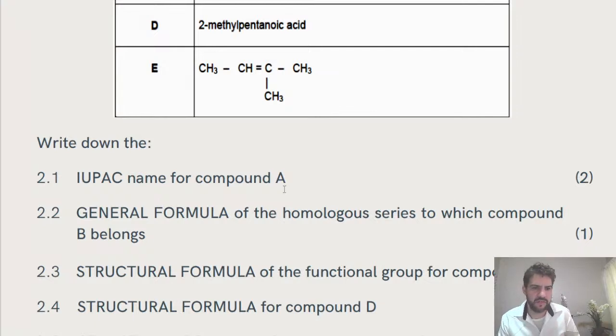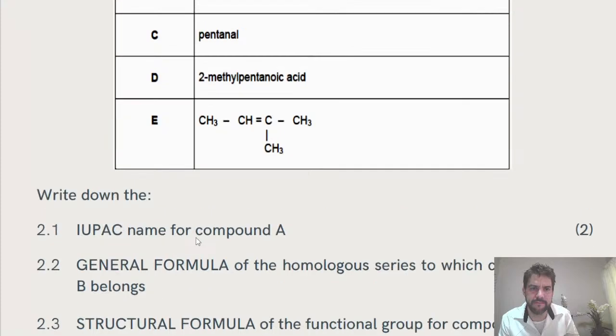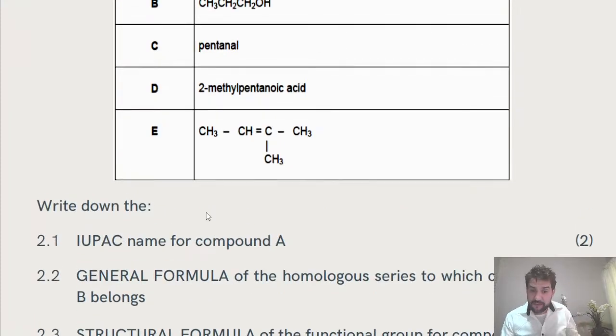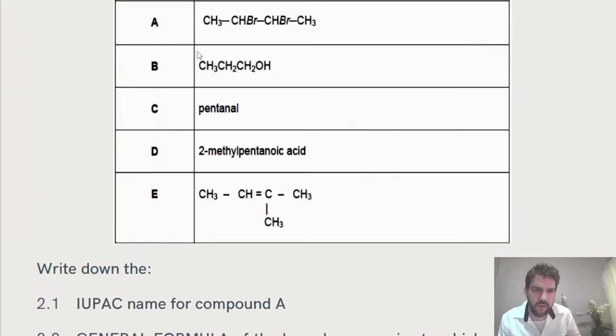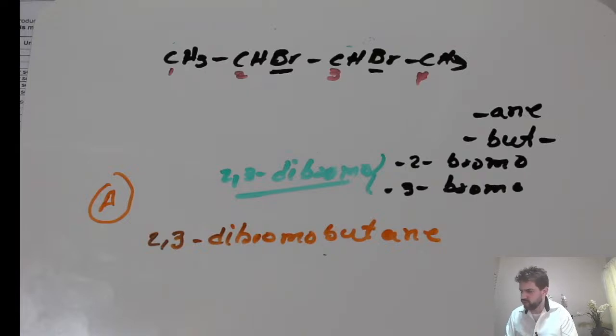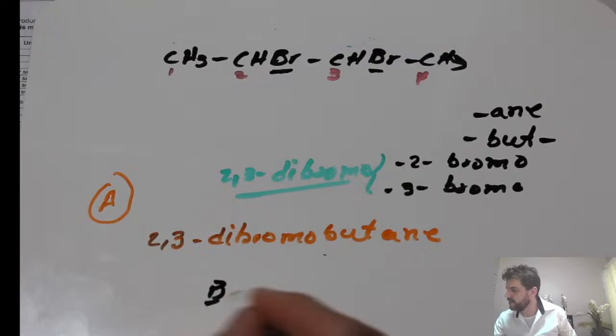Okay, so now the general formula of the homologous series to which compound B belongs. General formula of the homologous series. Now, what is compound B? We have to first identify the compound. Okay, we have to identify the compound. Compound B is an alcohol. I'm going to write it real fast here. Compound B, I'm going to write it down here. It's enough space to write: B is an alcohol.